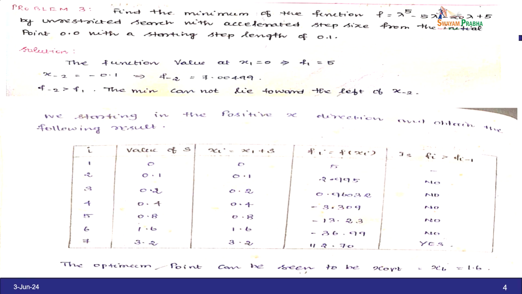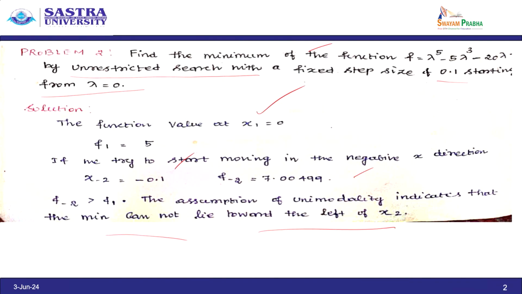Now, we are going to discuss problem 3. Find the minimum of the function f of lambda equal to lambda power 5 minus 5 lambda cube plus 20 lambda plus 5. The previous problem became a plus 5, right. The same problem we have to take, and then unrestricted search with the accelerated step size from the initial point 0.0 with a starting step length of 0.1.